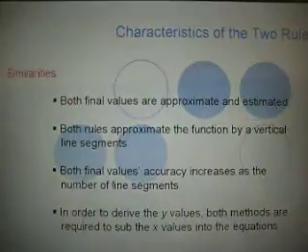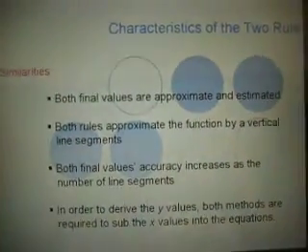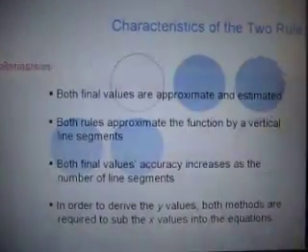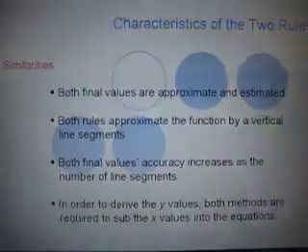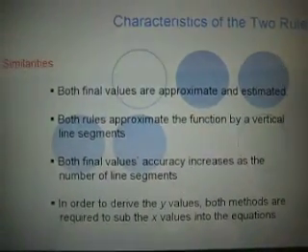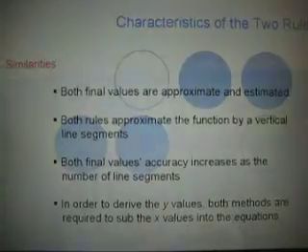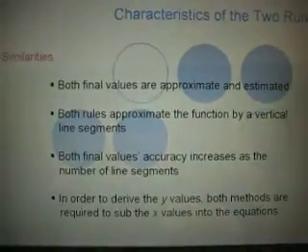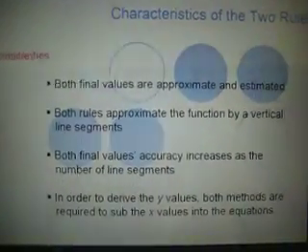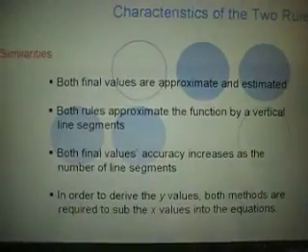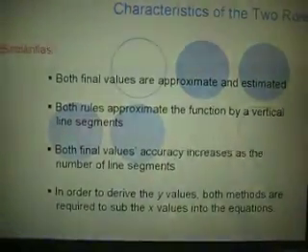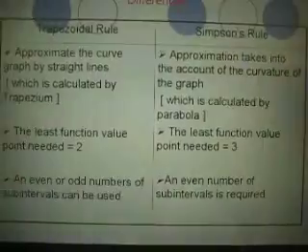I will now talk about the characteristics of the two rules. Their similarity is that both final values are approximate and estimated. Both rules approximate the function by vertical line segments. Both final values' accuracy increases as the number of line segments increases. In order to derive the y value, both methods are required to substitute the x values into the equation.